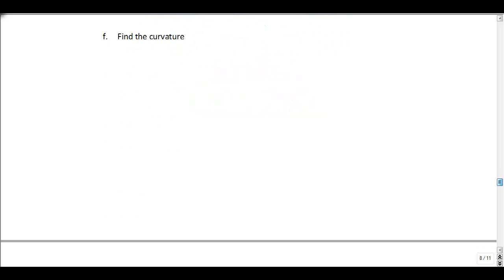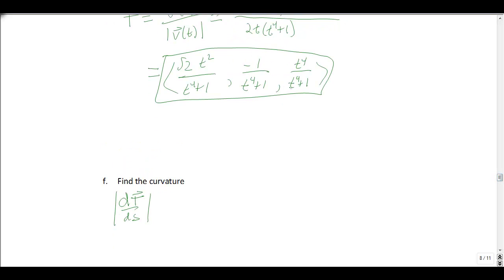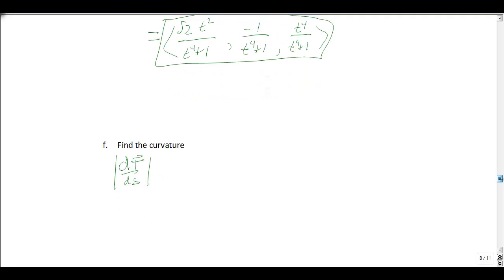Oh, curvature. So curvature, this is really dT/ds. So we take a derivative of our unit tangent, but with respect to arc length. So our unit tangent vector, we can't just differentiate this because our parameter is t, which is not going to be the arc length. So you could reparameterize that with respect to arc length. That's going to get a little bit tricky.